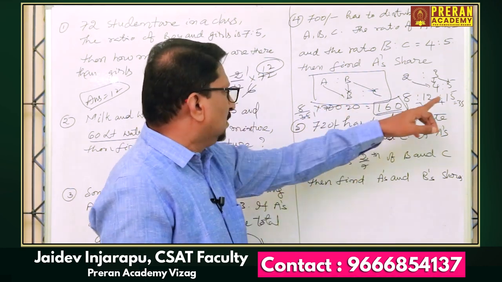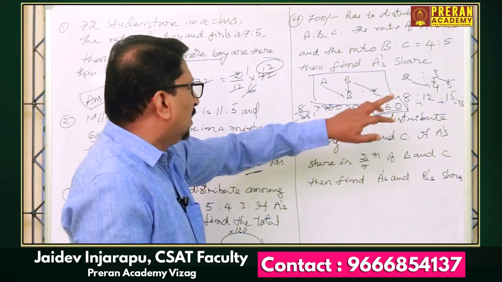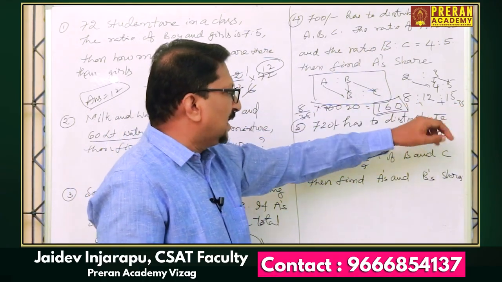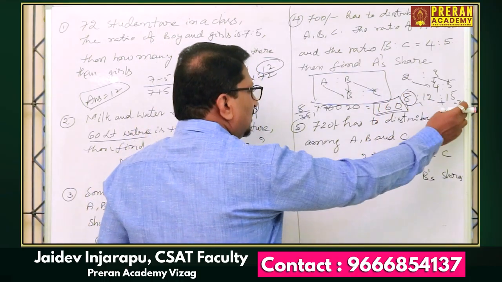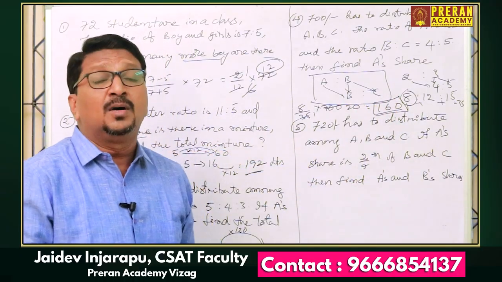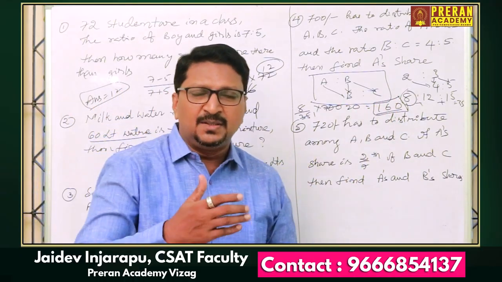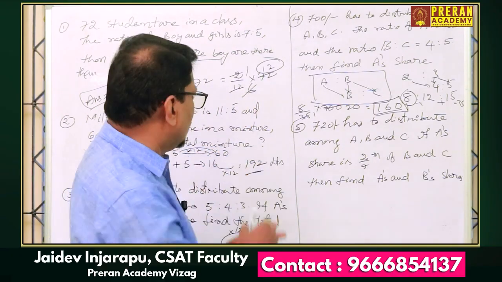Got it? And now we got this one, total number of parts is 35. Out of that A's share we have to calculate. A is equal to 8 parts, so 8 by 35 into 700, which is 160. This is how we need to calculate. We need to understand the data, analyze the data and apply the logic.